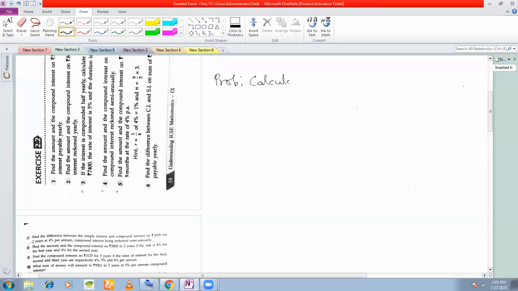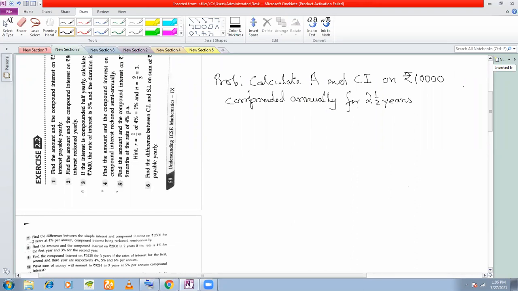Calculate the amount and compound interest on rupees 10,000 compounded annually. Okay, so keep an eye on this, compounded annually or half yearly. Compounded annually for 2.5 years at 4% per annum.